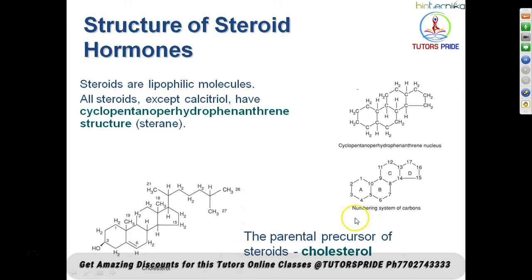As you can see, this is the numbering system of the steroids. How do we give the numbers? Four rings are there, A, B, C, D. The last ring is a 5-membered ring, and these three are 6-membered rings. This is the phenanthrene nucleus, as distinct from anthracene. So to the three 6-membered rings, one 5-membered ring is fused.